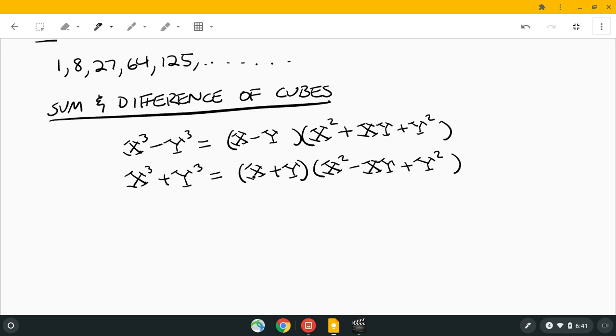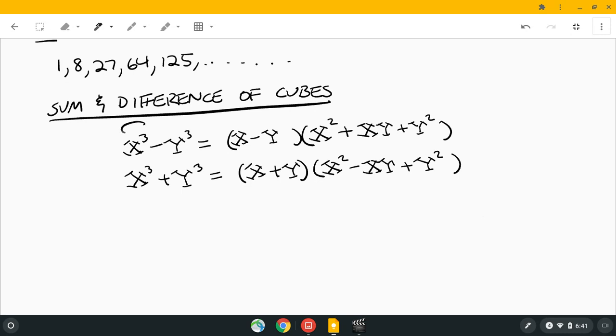So if it's a difference, the binomial will be a difference. If it's a sum, the binomial will be a sum. And just remember, these two will be different. These two will be different. That's one way to look at it.